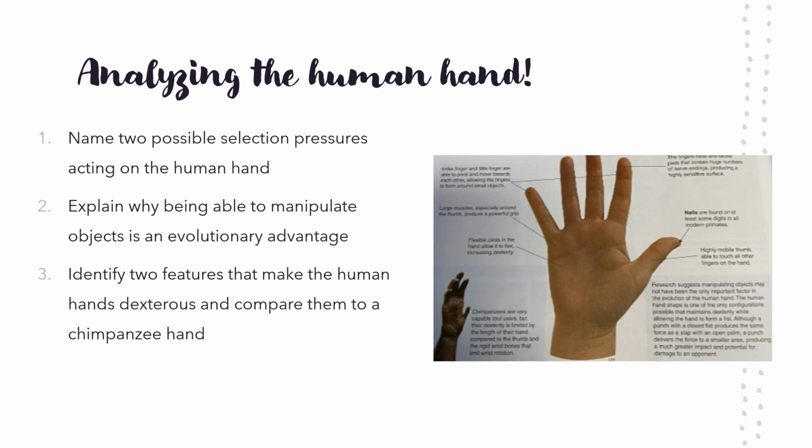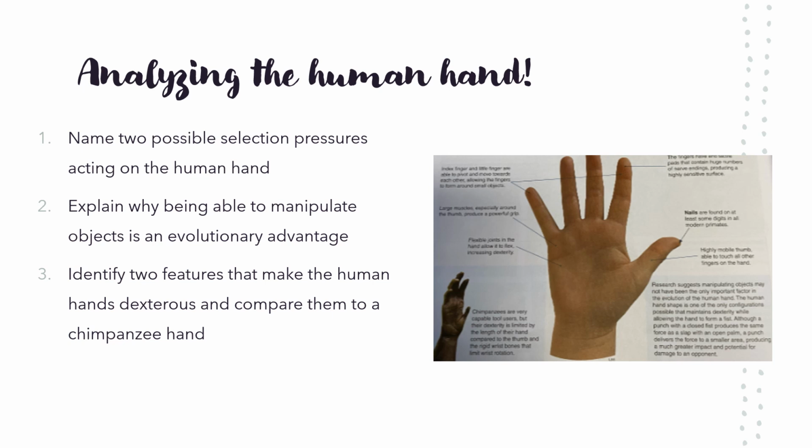So for instance, food that was growing on trees in our environment. Maybe that was the only food source available. So the structure of our hand being able to grab that fruit off that tree was a selective advantage that was being selected for.